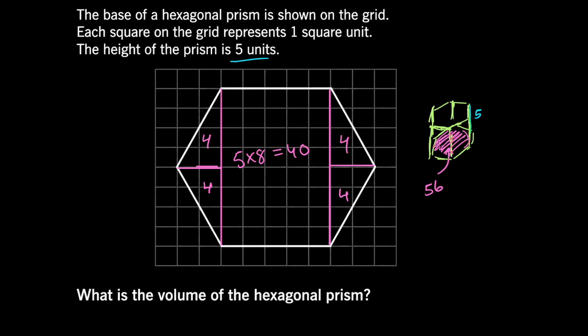Now we just multiply that times 5, 56 times 5, the height of the prism, and that's going to get us to, let's see, 6 times 5 is 30, 50 times 5 is 250. 250 plus 30 is 280 cubic units. And we are done.